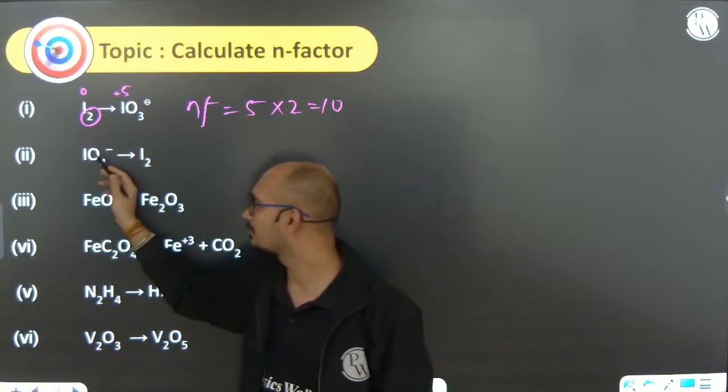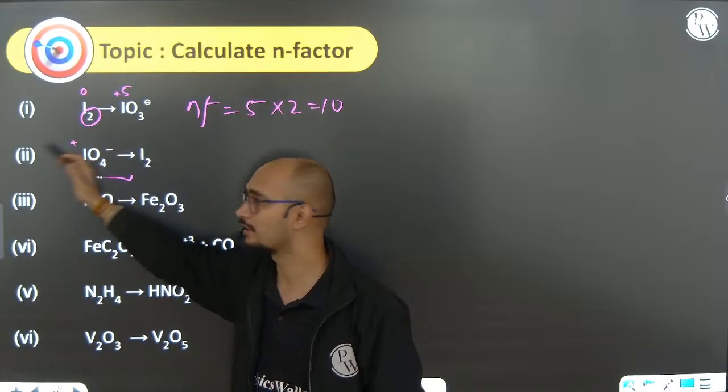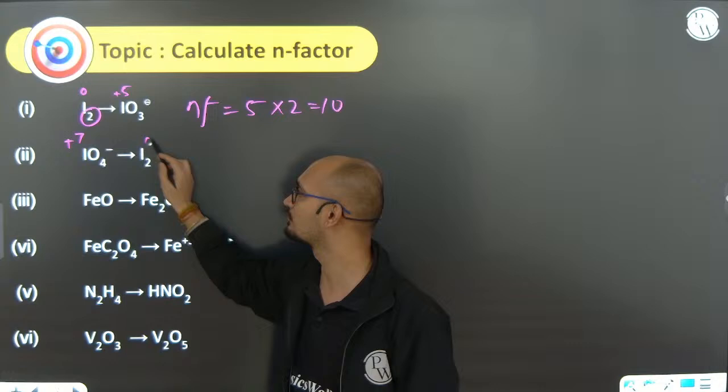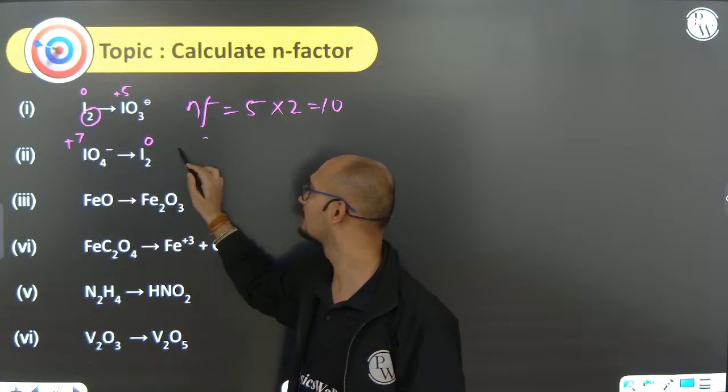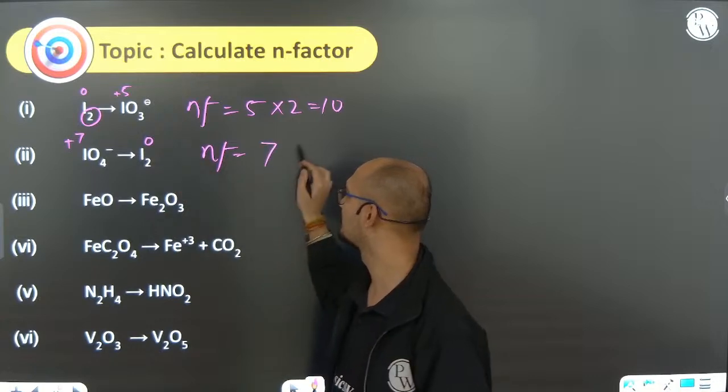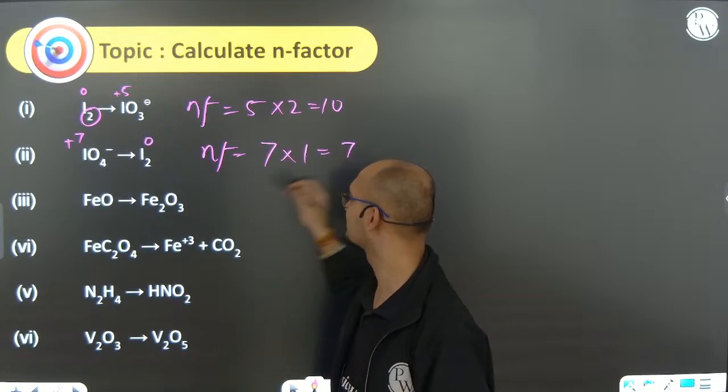Next, periodate to iodine. Here it is +7 converting into 0. How much iodine is there? Of course, you can see that the n factor equals the change, 7 into 1, that is 7.